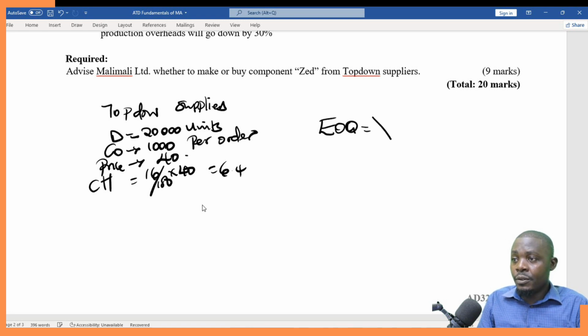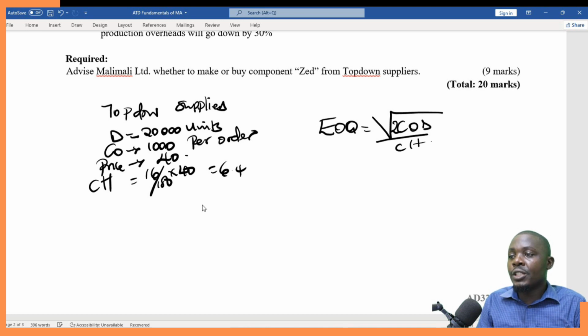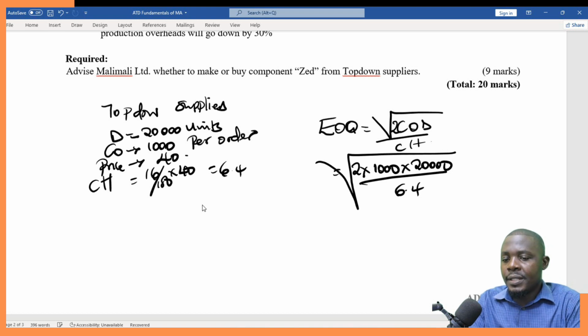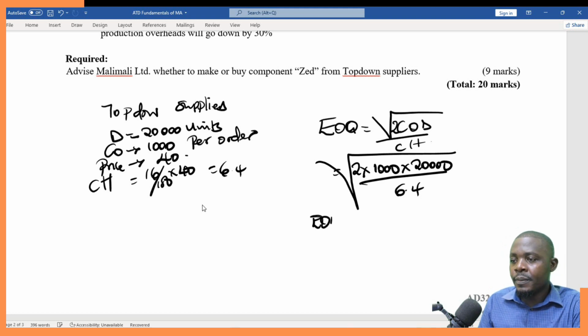Now let's determine the economic order quantity. EOQ is equal to the square root of 2 CO D over CH, where CO is cost of order, D is demand, CH is carrying cost. All of them have been given here. We have 2 multiplied by CO, which is 1,000, multiplied by demand, 20,000, everything divided by 6.4, all under the root. The answer we divide by 6.4, then the square root of the answer gives the EOQ as 2,500 units.